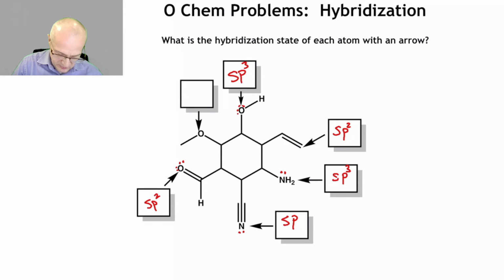And last but certainly not least, this one here, this oxygen that's involved with an ether. Again, there's no pi bonding. There's no resonance. There's nothing like that. So it must be sp3. Bent molecular geometry, tetrahedral electronic geometry. All right? So there you go. That's how you'd solve this type of problem in hybridization.